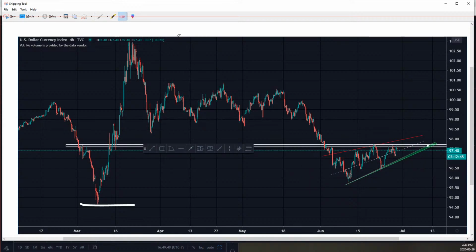Overall, it does not look great if we break this ascending zone, although I said I would like to get it validated one more time and then slow crawl up, so then we get that third validation. That, in my opinion, would be a really good situation to be in. So that is going to be the video in terms of the US dollar index.